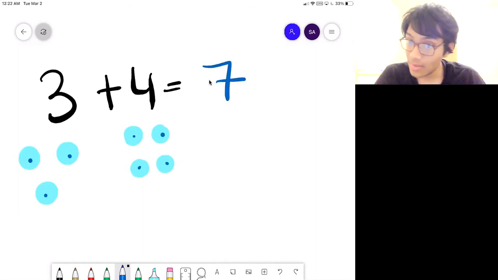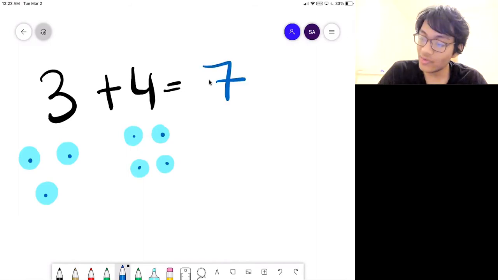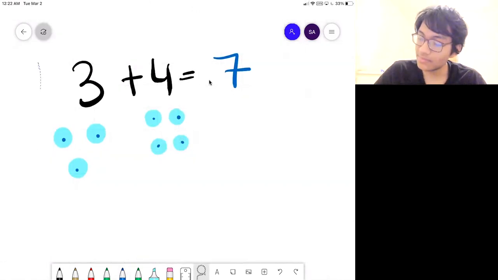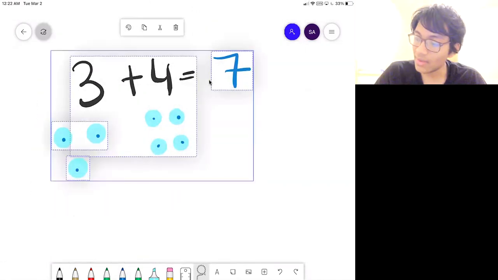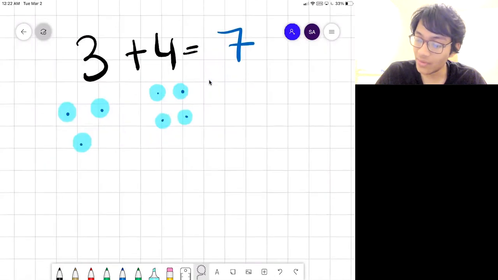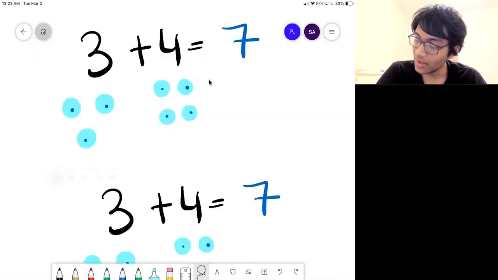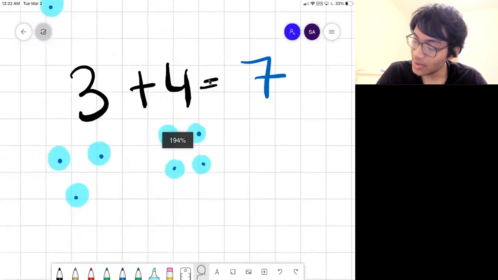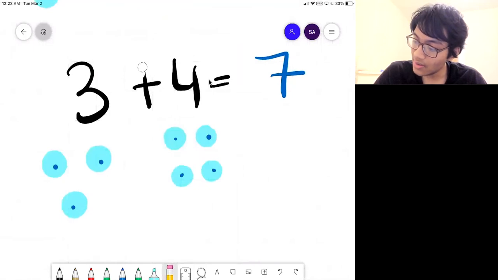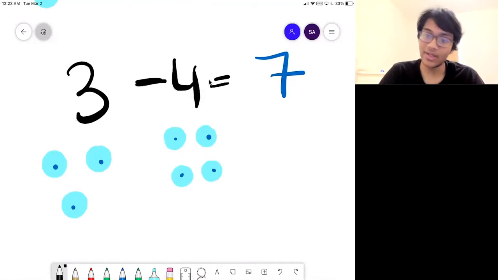Now, let me change up the story a little bit. Instead of 3 plus 4, well, I think you know what I'm going to say next, right? What about 3 minus 4? Let me paste this over here. Instead of plus, I'm going to erase this plus, make it into a minus. So what if we had 3 minus 4? What would that give us?